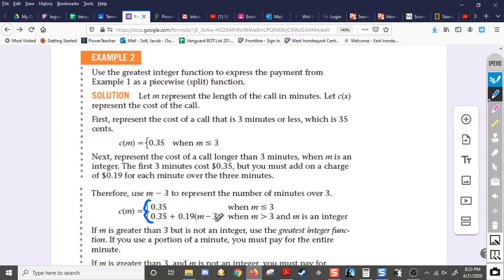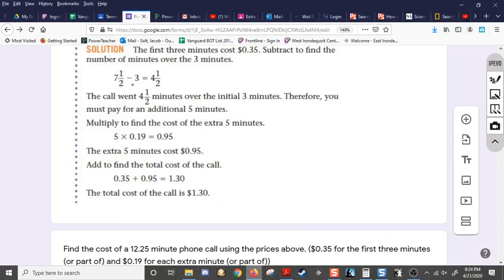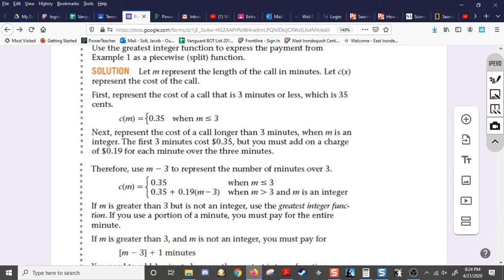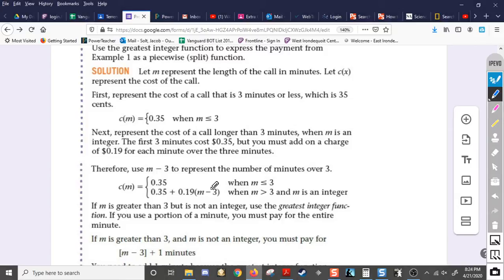M minus 3 is kind of what we were doing above when we subtracted 3 in the beginning. Remember on this example here when we subtracted 3 right from the beginning? M minus 3 is doing the exact same idea. It's saying don't count the first 3 minutes. Every minute that's greater than 3. If you talk for 10 minutes on the phone, 10 minus 3 is 7.